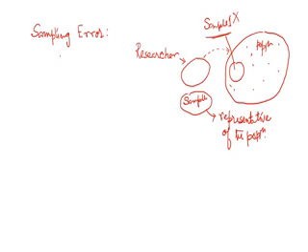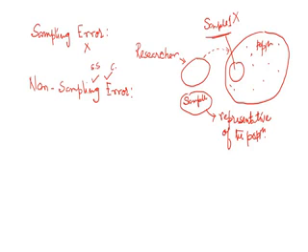Now along with the sampling error, obviously there is non-sampling error. Non-sampling error also simultaneously exists in a survey, whether it is a sample survey or a complete enumeration or census survey. In a census survey, sampling error is not there, but non-sampling error is present both in a sample survey and in a census survey.